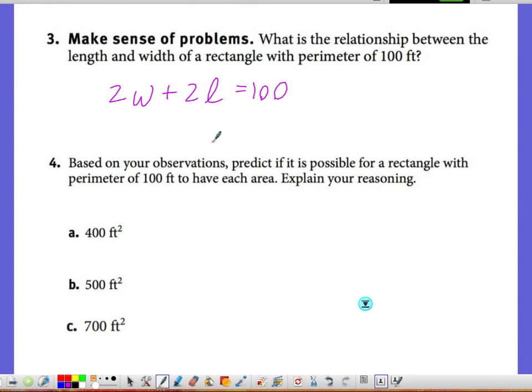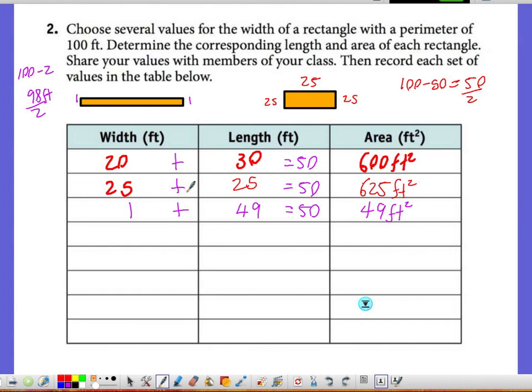Based on your observations, predict if it is possible for a rectangle with perimeter of 100 feet to have each area. Explain your reasoning. So let's just go over the first one. 400 feet squared. Okay, well, first of all, my smallest area was 49, and then my next area is 600. So if I have 49 and I go to 600, then it must be possible for me to have some sort of dimension where my area is going to be 400 feet squared. Can you think of the dimensions?